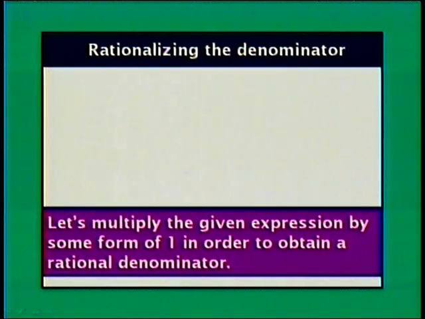So what we're going to do is multiply the given expression by some form of 1 in order to obtain a rational denominator. Let me show you how we're going to do that. We have 3 over the square root of 5. Now all I can do is multiply this by 1, but what form of 1?